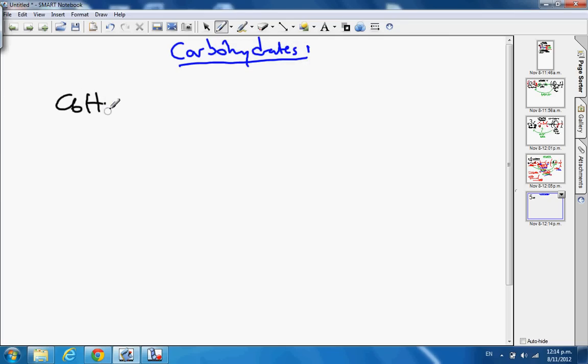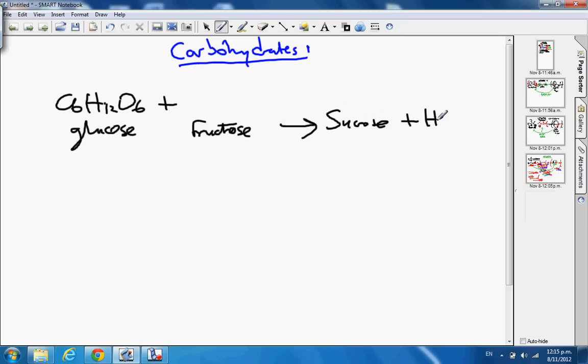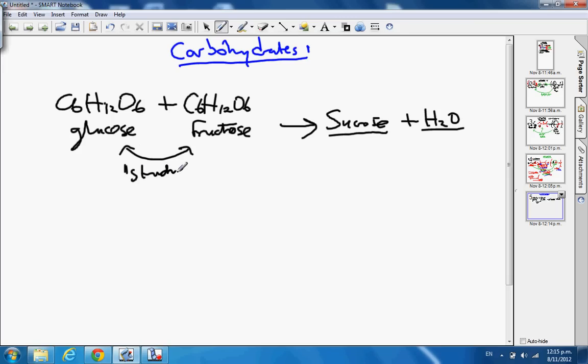So let's just go with good old C6H12O6, which is glucose, and glucose plus fructose will form sucrose. And you also get water, which therefore makes it a condensation polymer. So sucrose is our polymer in this case. That's the small molecule which is eliminated. Fructose also has the same molecular formula as glucose, so hopefully you remember that means that these two are structural isomers, so they have the same molecular formula but just a different arrangement of bonds.